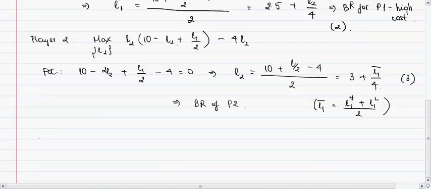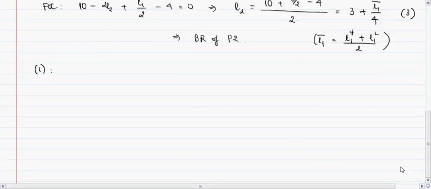I'll write the 3 functions again. The first one is the best response function for player 1, given that he has a low cost. So it's going to be L1L equal to 3.5 plus L2 divided by 4.